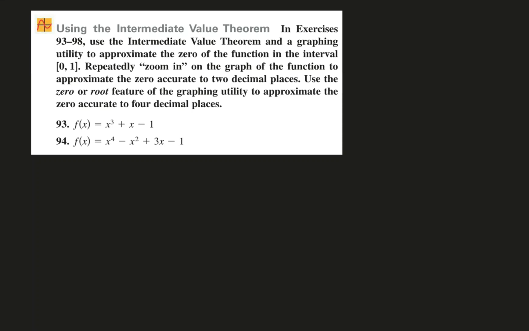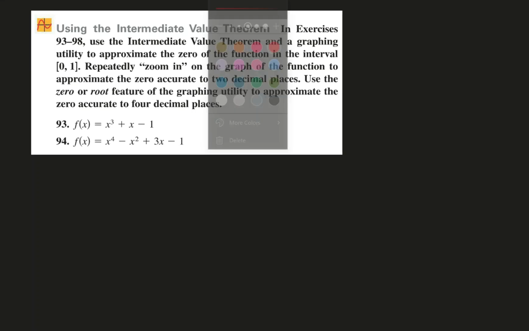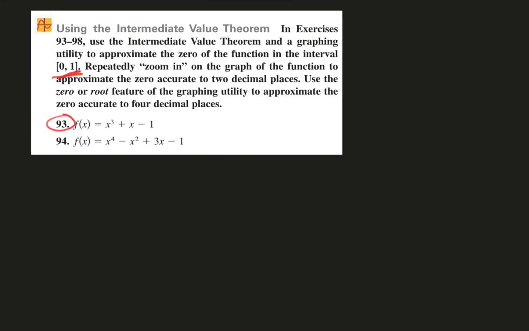Question 93, we are going to try to use the intermediate value theorem and a calculator to approximate some zeros. Alright, so the intermediate value theorem is going to say that if we're trying to find zeros between 0 and 1, although it could have others of course, then we would want to consider f of 0 and f of 1. So f of 0 would look like this and total out to -1. F of 1 would look like this and total out to 1.